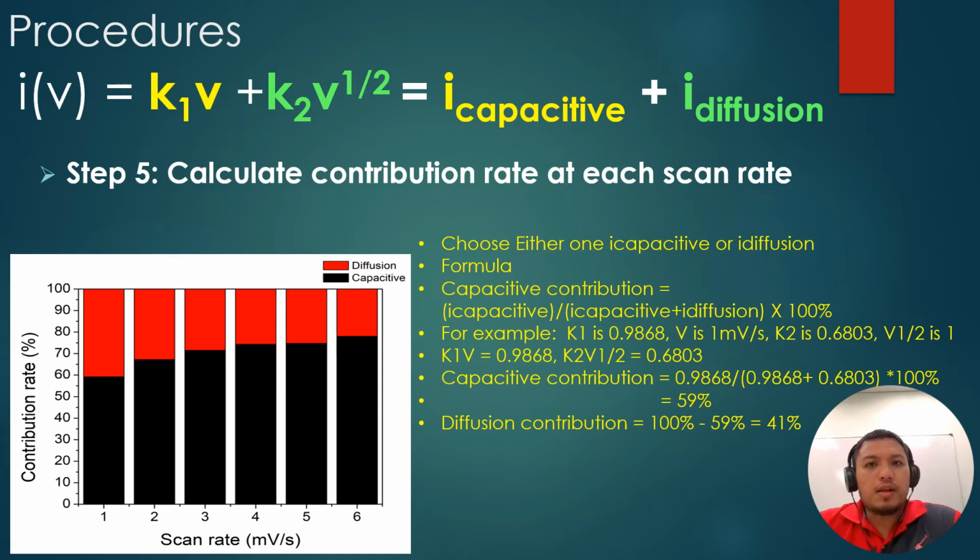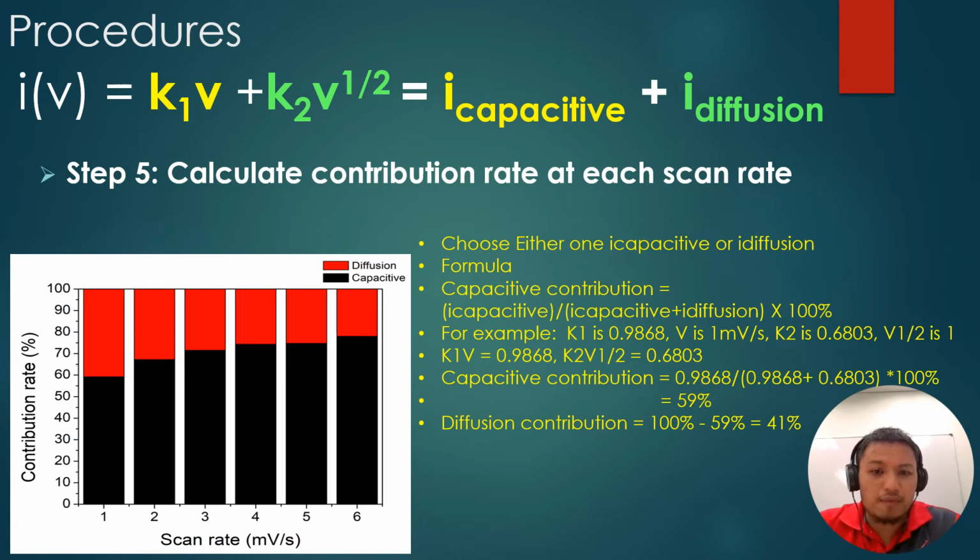Then we can calculate the percentage contribution. A lot of questions also ask how to calculate the percentage of contribution. Now you already have your K1 value and K2 value, so just put the values into the equation and you can get the percentage of contribution. Choose either I capacitive or I diffusion. Don't calculate both of them, because I capacitive plus I diffusion equals 100%, so calculating both wastes your time. Let's say I choose I capacitive.